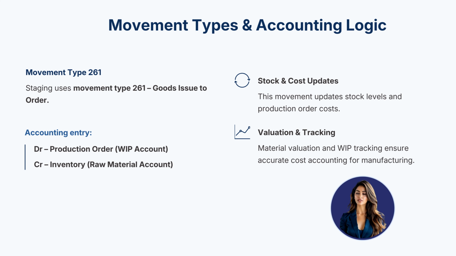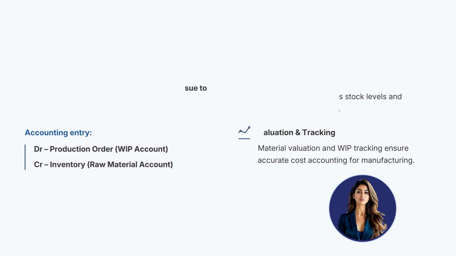Movement types and accounting logic. During staging, movement type 261 is used for goods issued to the production order. The accounting entry debits work in progress, WIP, and credits inventory. This ensures material costs are correctly transferred from warehouse stock to production cost objects. These postings are visible immediately in the Display Journal Entries F0709A app.